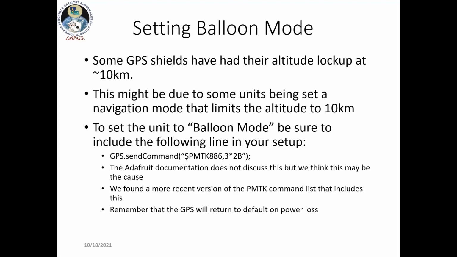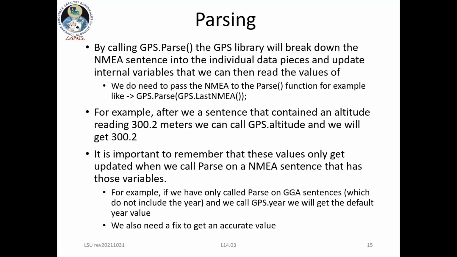An important thing to remember is that once the GPS loses power, unless you have that coin cell in, it's going to return to all of the factory defaults. So in general, what you want to do is, in your setup function, have a block of code where you set all of the settings that you want for the GPS, so that every time it loses power, you reset the GPS to the configuration you want.